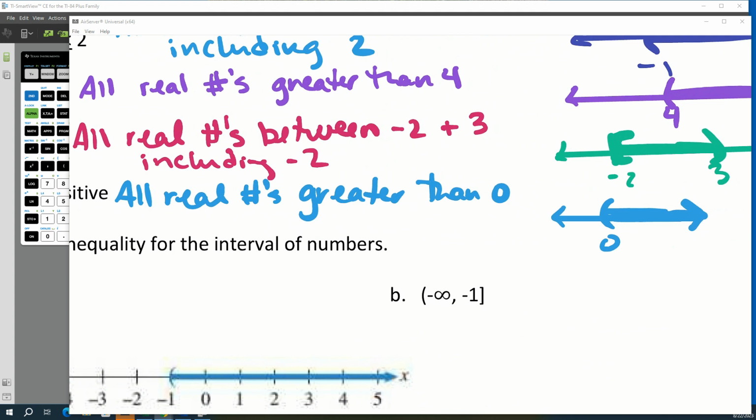All right, the next two examples are going to go way faster. We don't have to write words. We don't have to draw. We're just going to write the notation. So we're kind of working backwards.